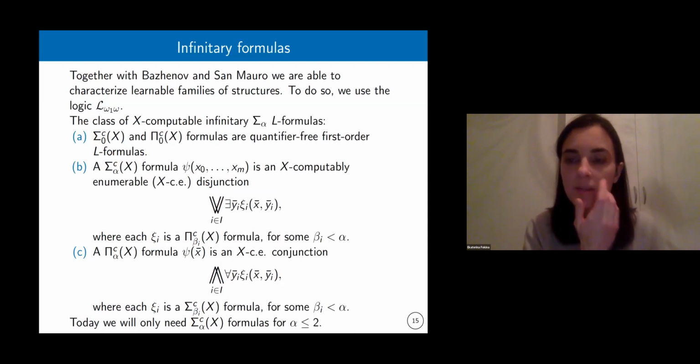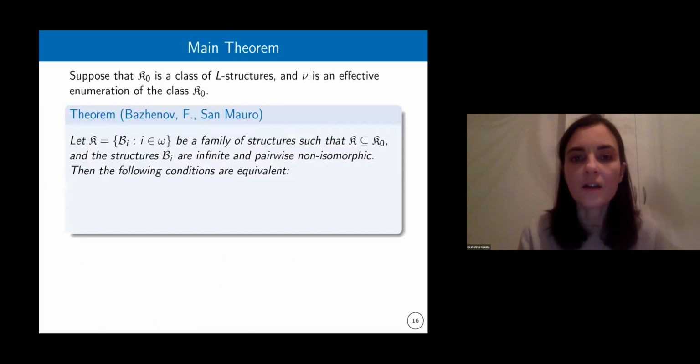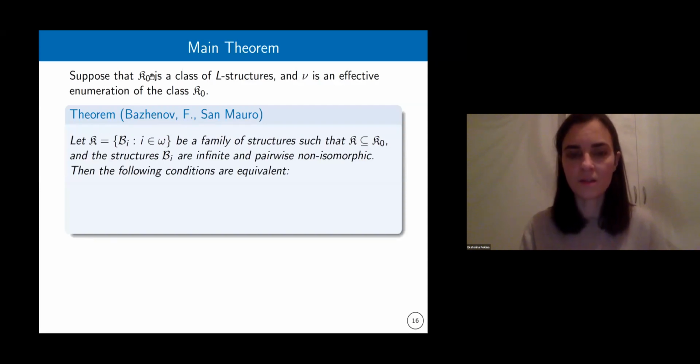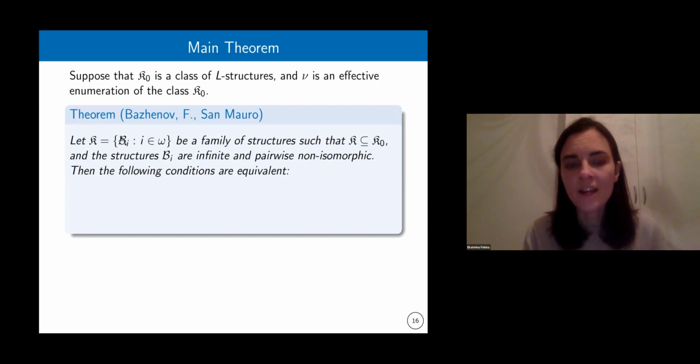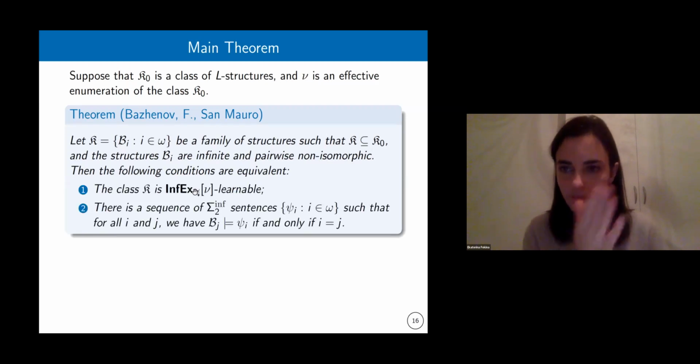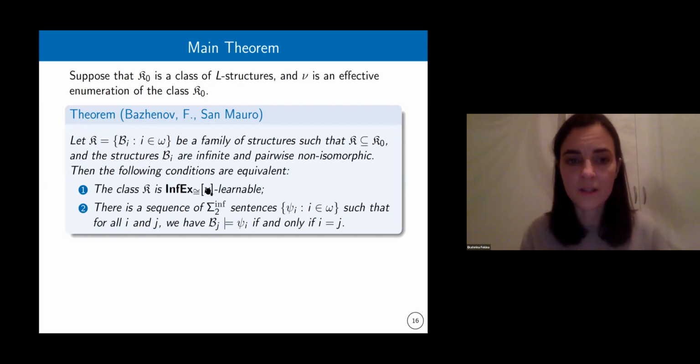And when we measure the complexity of the learner, we do it using computable infinitary formulas. Okay, and the main result looks like this. Suppose we have a superclass K0, which has a nice enumeration. And suppose we have a subclass K of this superclass K0. It might be finite or infinite, but we assume that all the structures here are pairwise non-isomorphic.